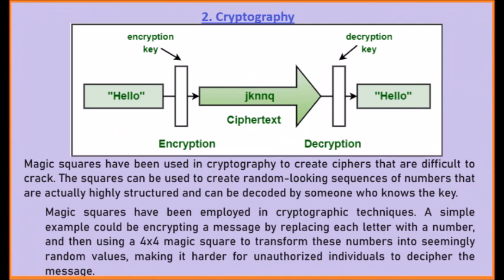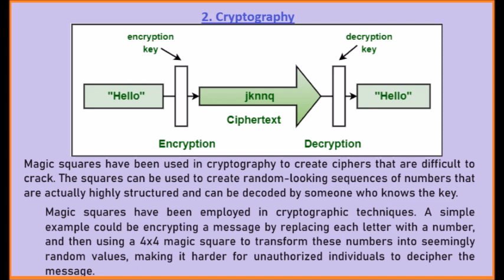2. Cryptography. Magic squares have been used in cryptography to create ciphers that are difficult to crack. The squares can be used to create random-looking sequences of numbers that are actually highly structured and can be decoded by someone who knows the key. Magic squares have been employed in cryptographic techniques.